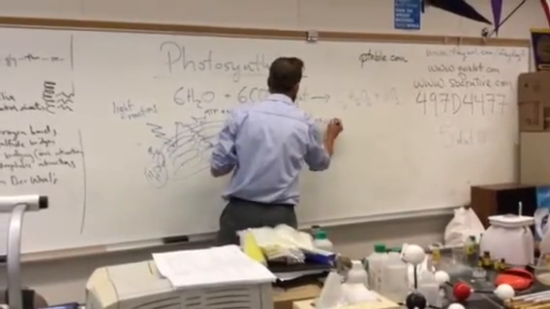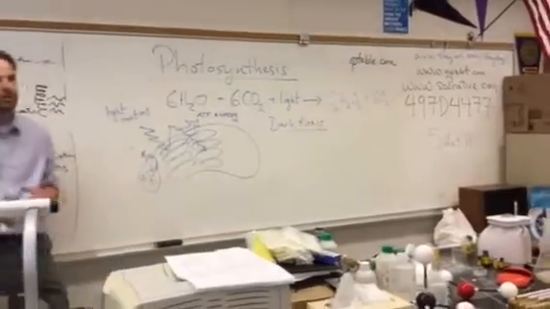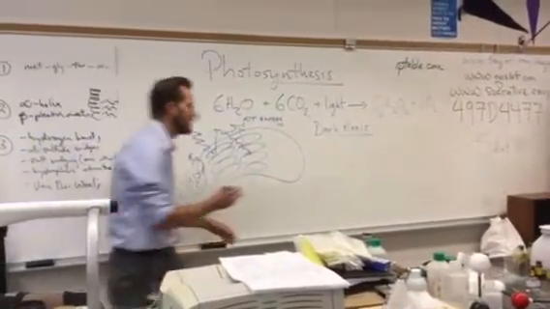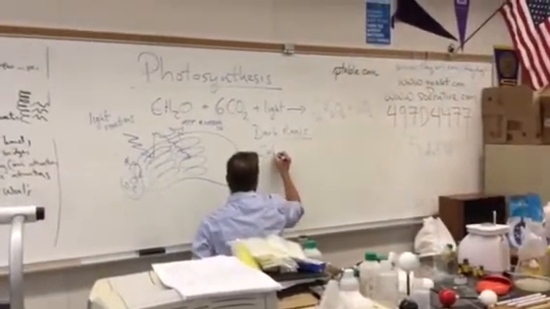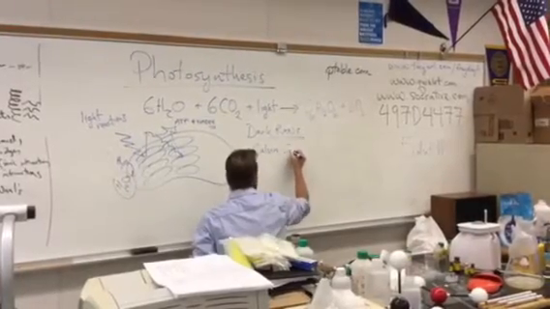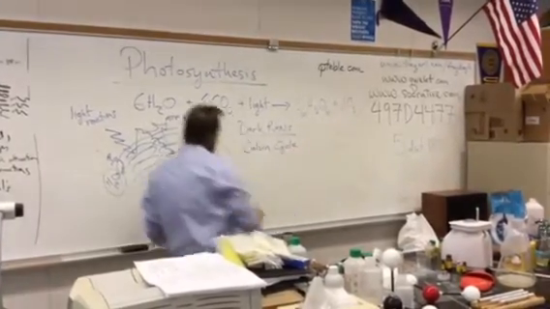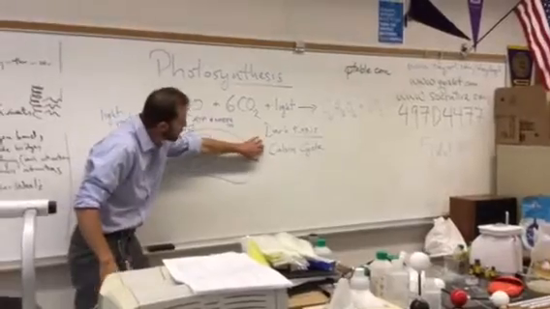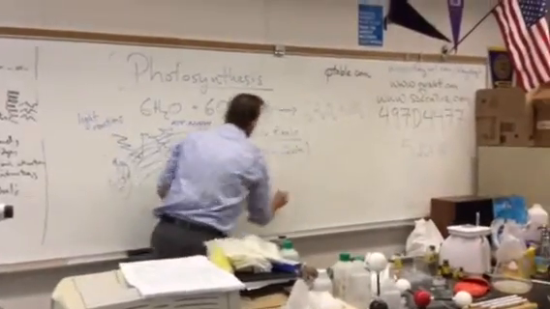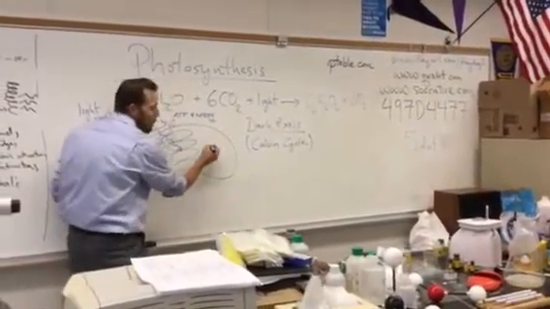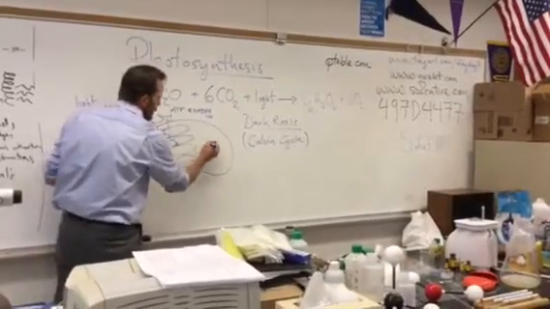Dark reactions are also known as the Kelvin cycle, named after the guy who discovered it. Melvin Kelvin. He was kind of a creepy looking guy. So the dark reactions are also known as the Kelvin cycle, and they happen in the stroma of the chloroplast.